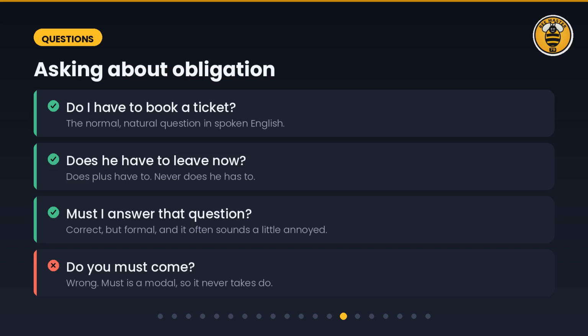And here is the mistake to avoid. Must is a modal verb, so it never, ever takes do.